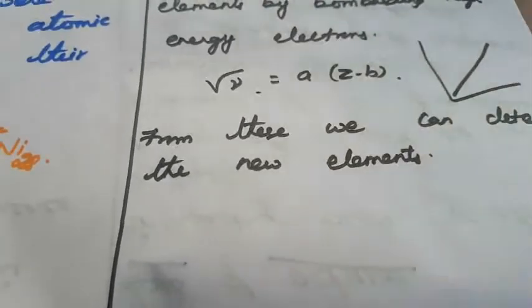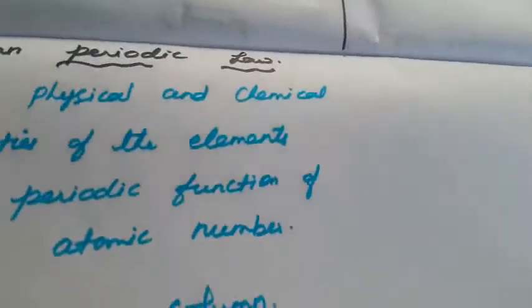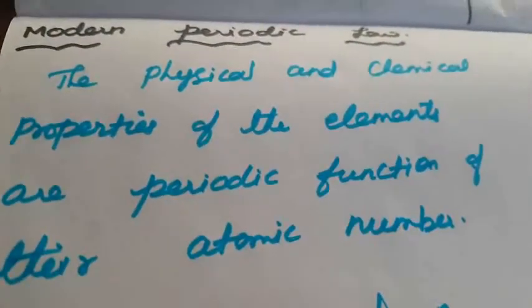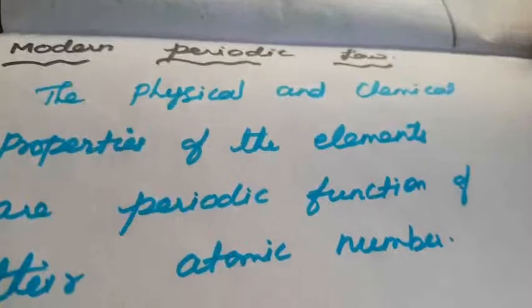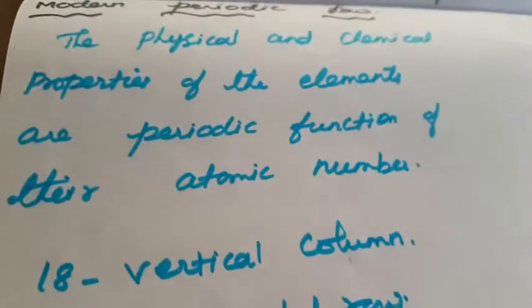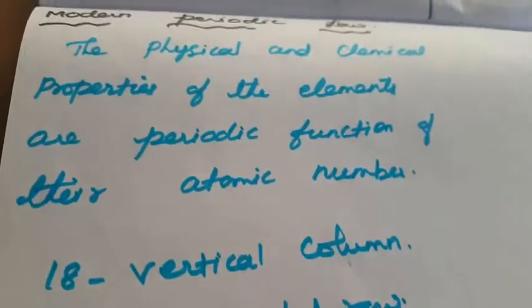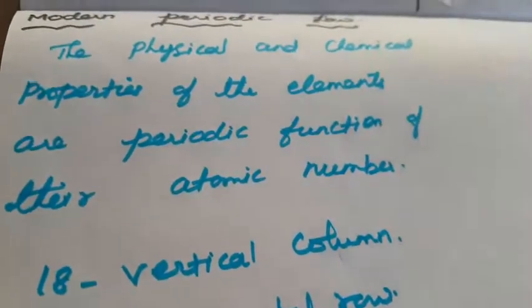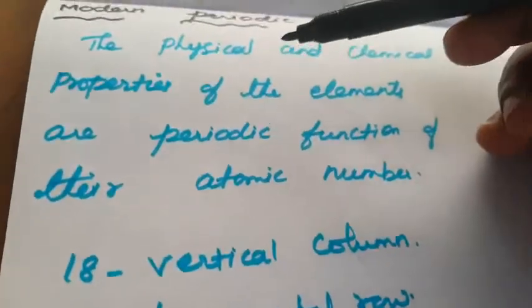Okay, so next one is the modern periodic table. What is meant by the modern periodic law? After Moseley, the modern periodic table was developed. Till then, they were arranging the elements according to atomic weight. After Moseley's work, the elements are arranged according to atomic number. That is the modern periodic law.